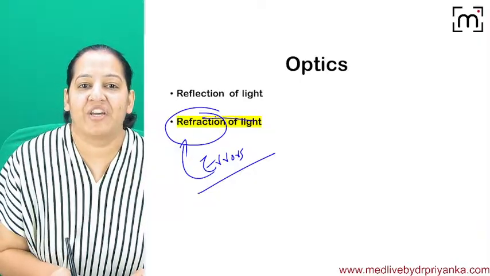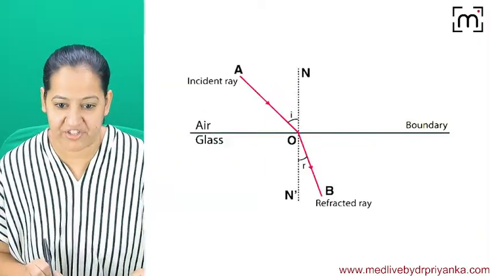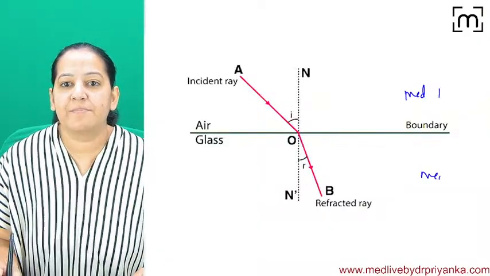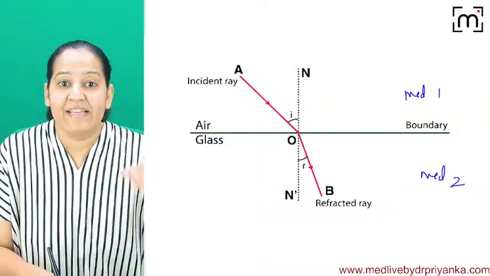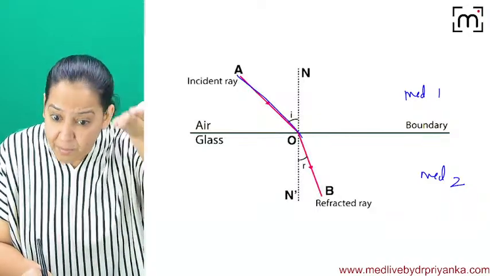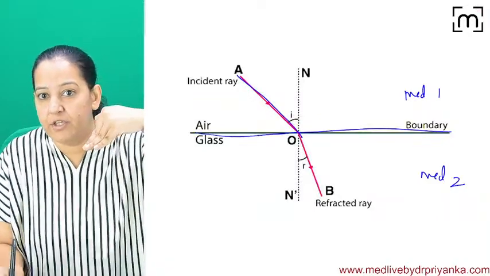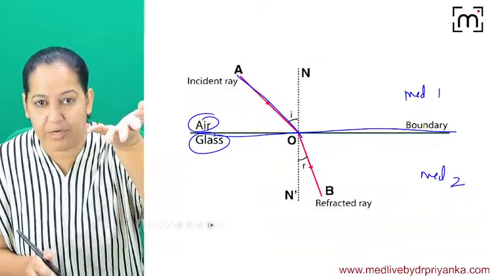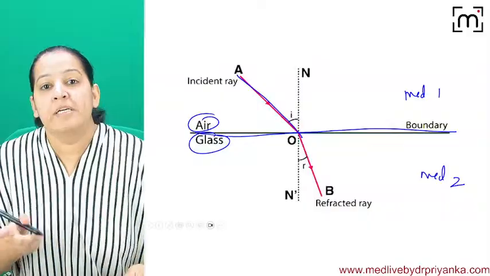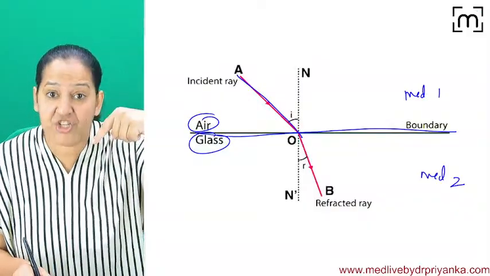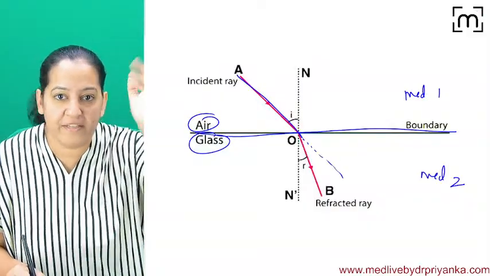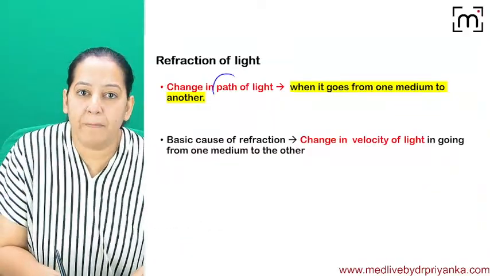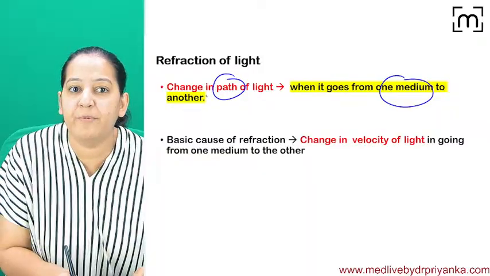Chalo, refraction. What is the definition of refraction? Here we have two media: this is medium 1, this is medium 2. The incident ray is coming from medium 1 and moving to medium 2. This is the transition. Medium 1 can be air, medium 2 can be glass, but you can take any two media. There is a change of medium, so there is a change in the direction of the light. It should go in this direction, but it is changing its path. So refraction is the change in the path of light when it goes from one medium to another medium.